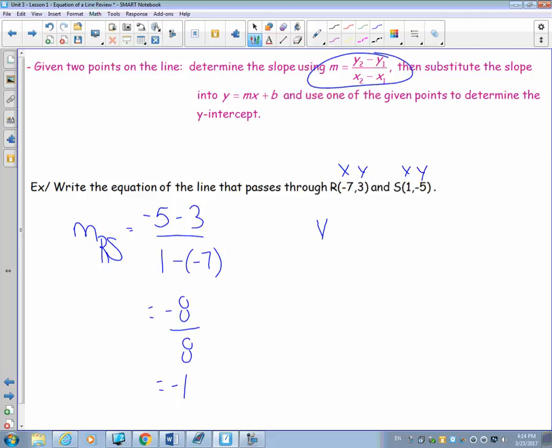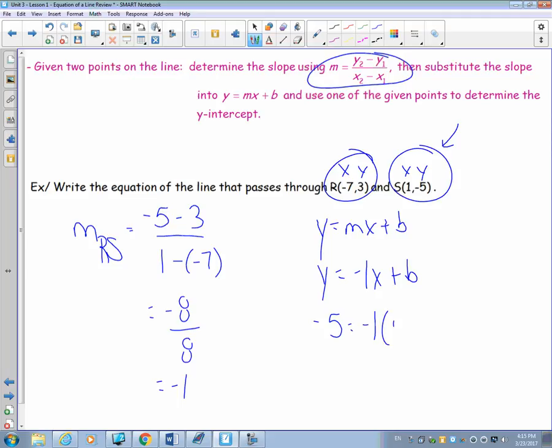Well, now, if I want to make this equation, I've already figured out the m part. I can fill that in. To find b, I can use either point. You pick which point you want to use, point 1 or point 2. I'm going to use point number 2, the s. So the y value is -5, the x value is 1.